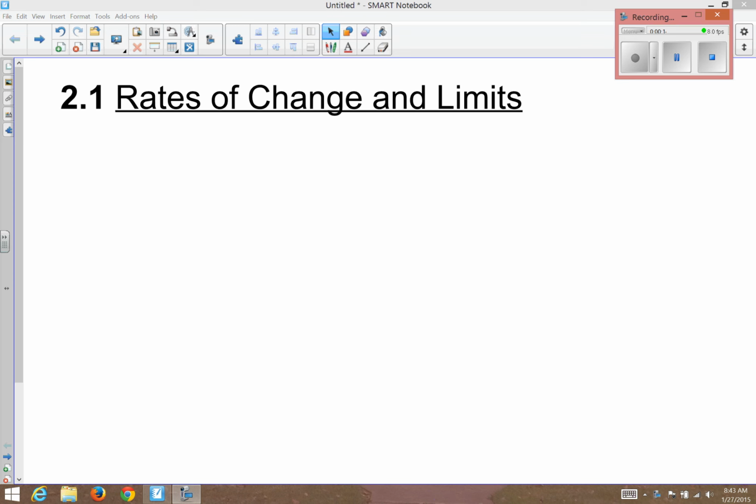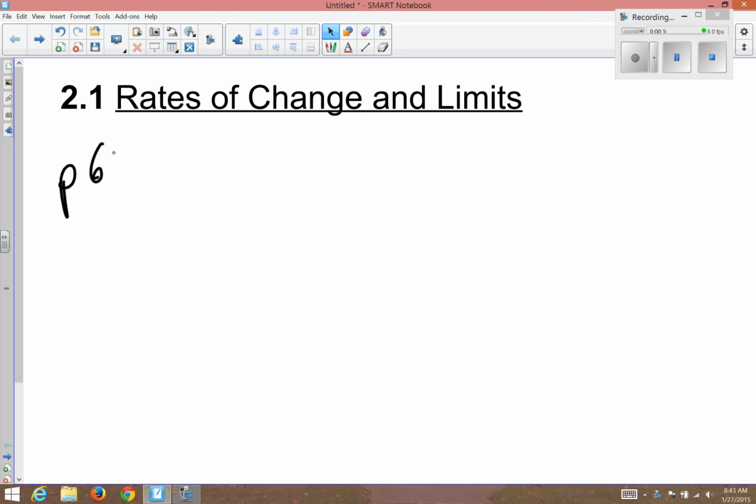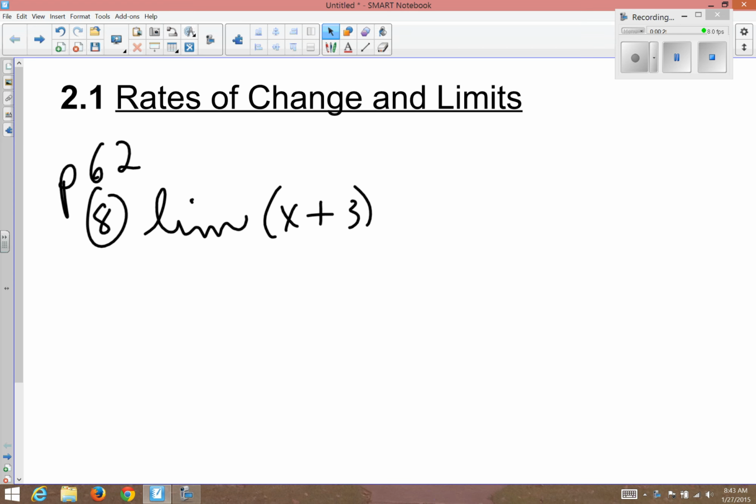Look on page 62, exercise 8. The limit of (x plus 3) raised to the 1,998th power as x approaches -4.